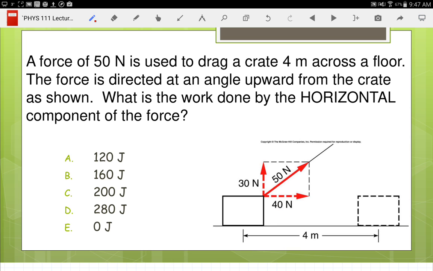So we have the force broken up, and it says, what is the work done by the horizontal component of the force if it slides 4 meters?